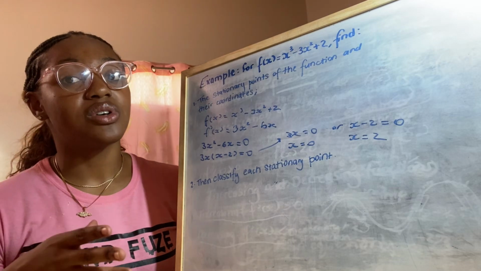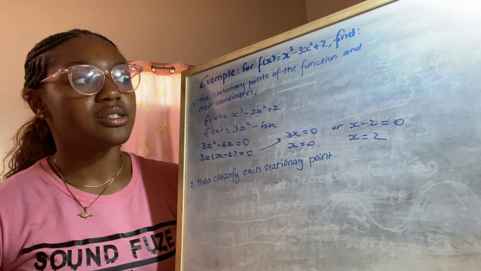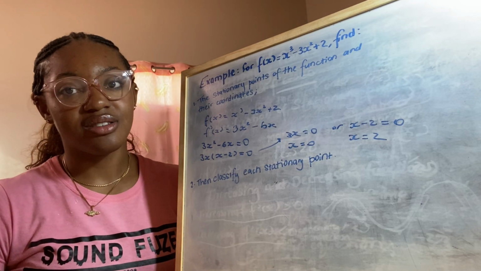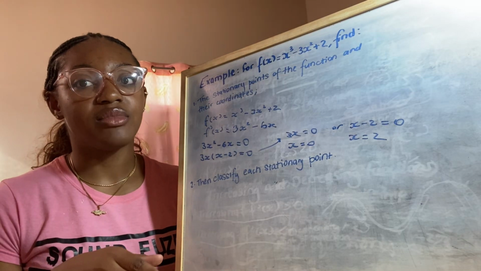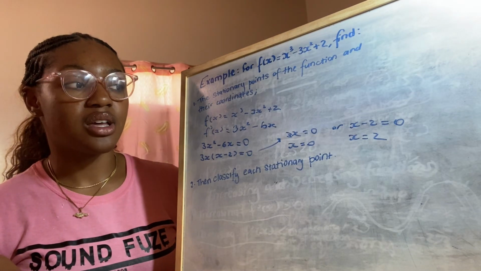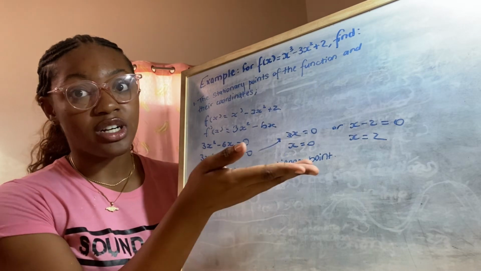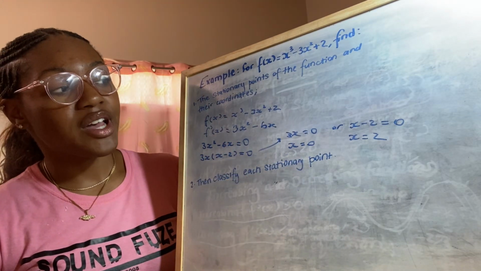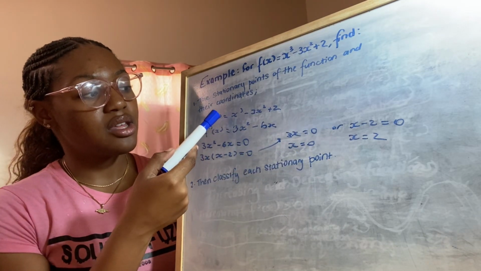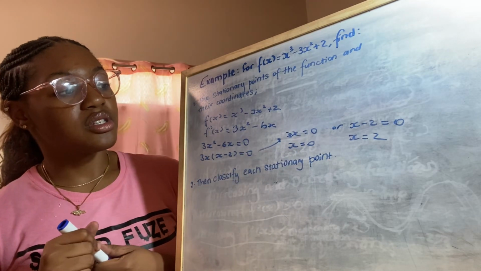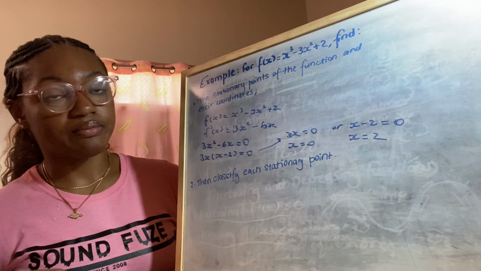However, remember that the question asks for the coordinates. So remember it's a point. If you're thinking about a point, you have to think of the x coordinates as well as the y coordinates. We have our x coordinates right here. In order to find the y coordinates, all we're doing is substituting our x values into the original function. So we have x is equal to 0.